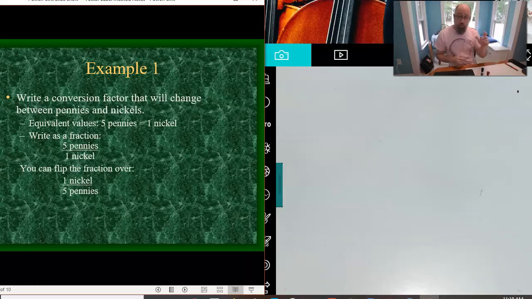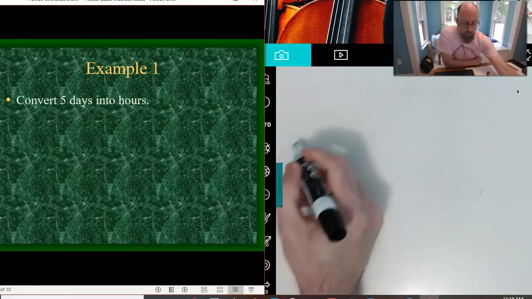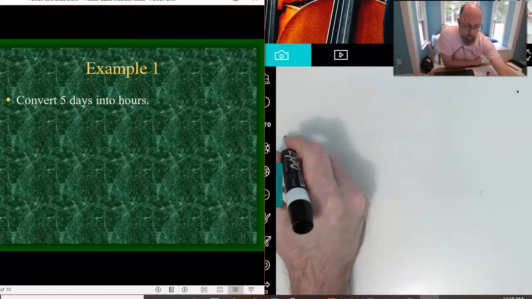And so the version of this fraction that I use, one has pennies on top, the other has pennies on the bottom. The version depends on what I need to do in the problem. It depends on what my original number is. What is my original unit that I'm trying to get rid of? And I'll show you how to work that out right now. All right, so we're going to convert 5 days into hours. Over here on my little whiteboard, we're going to start by copying the number that we're given, 5 days.